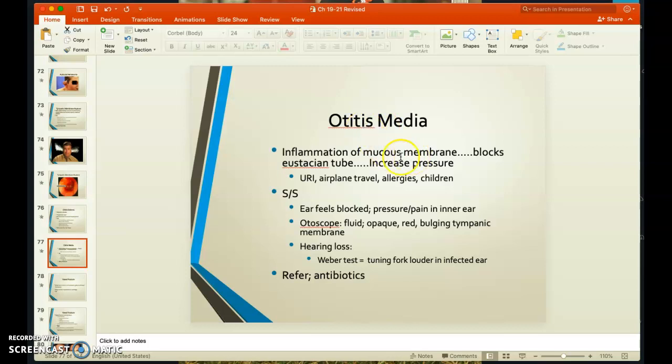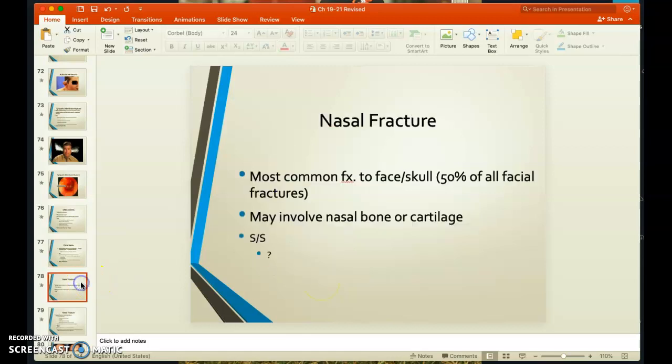Otitis media is infection of the mucous membrane, so this is deeper within the ear. Very, very common with an upper respiratory infection. Okay, and then treatment is just antibiotics.